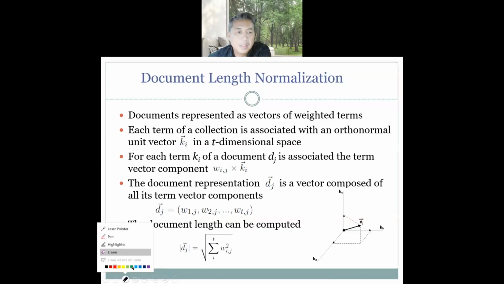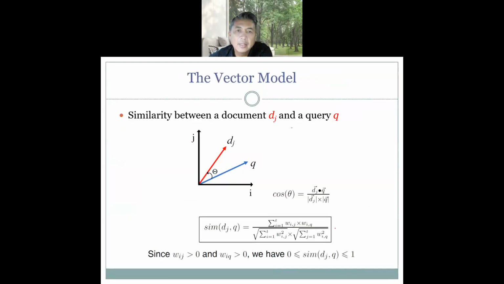Okay. So if we look at here, the vector of the document dj. Each document will be represented as a vector. The same thing goes for the query. So if we have the document over here and the query is over here, we can compute the degree of difference here, which is this one. So we will be using the cosine function.